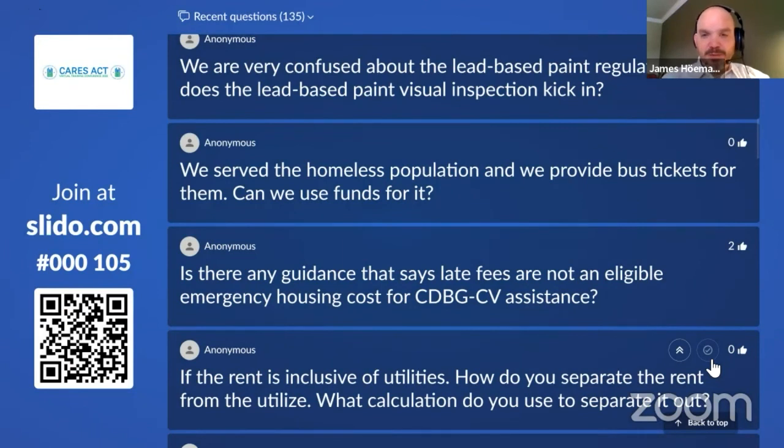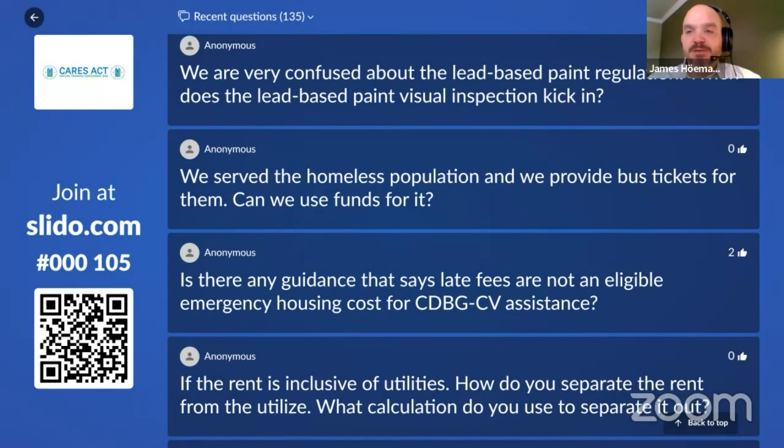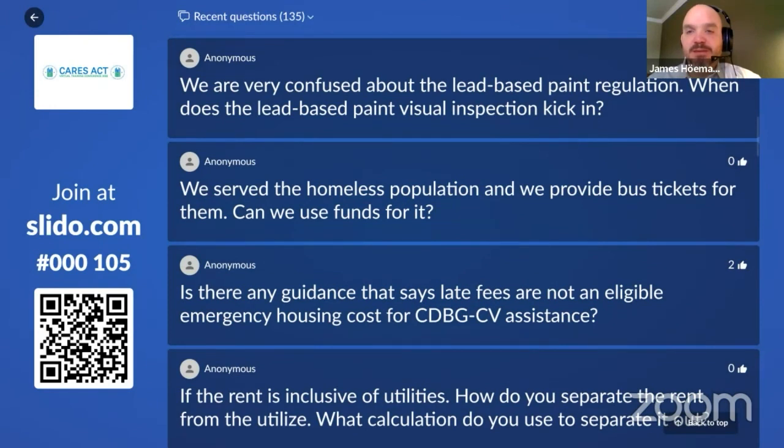We serve the homeless population and we provided bus tickets for them. Can we use funds for this? That is mainly another program that provides bus tickets. We have answered that question before. That is one that we usually answer through email. That can get tricky in terms of who's actually receiving the payment on the back end and how the bus service is set up.